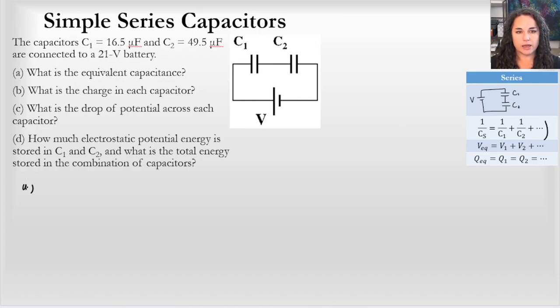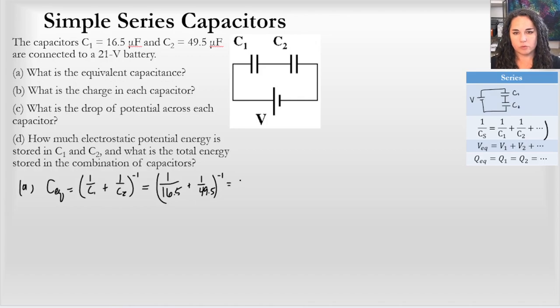So part A, I'm going to take Q equivalent is 1 over C1 plus 1 over C2. And I can do that real quick. Don't forget to invert it. So I'm going to go 1 over 16.5 plus 1 over 49.5 and invert it, and that will give me 12.375 microfarads. So that's part A. We got part A done. What's the equivalent capacitance? Pretty easy, right?